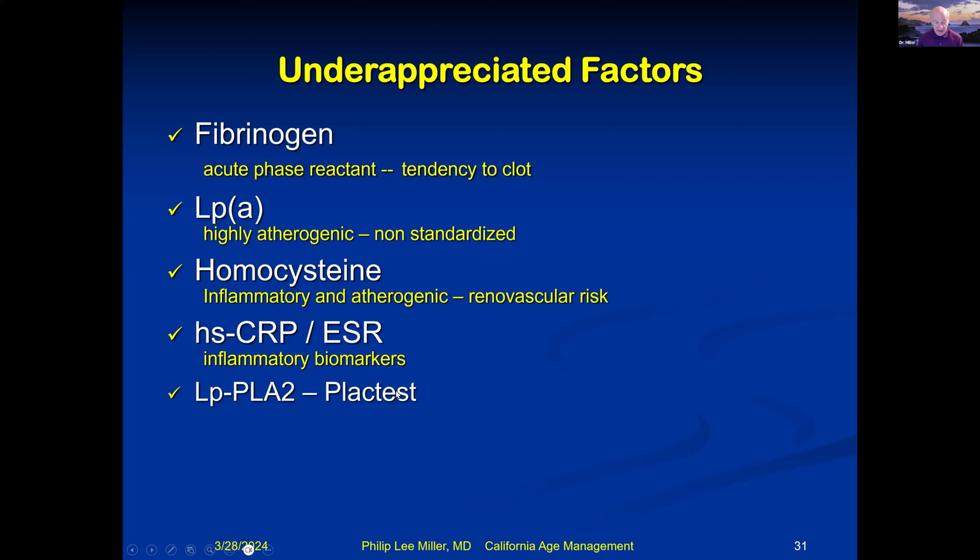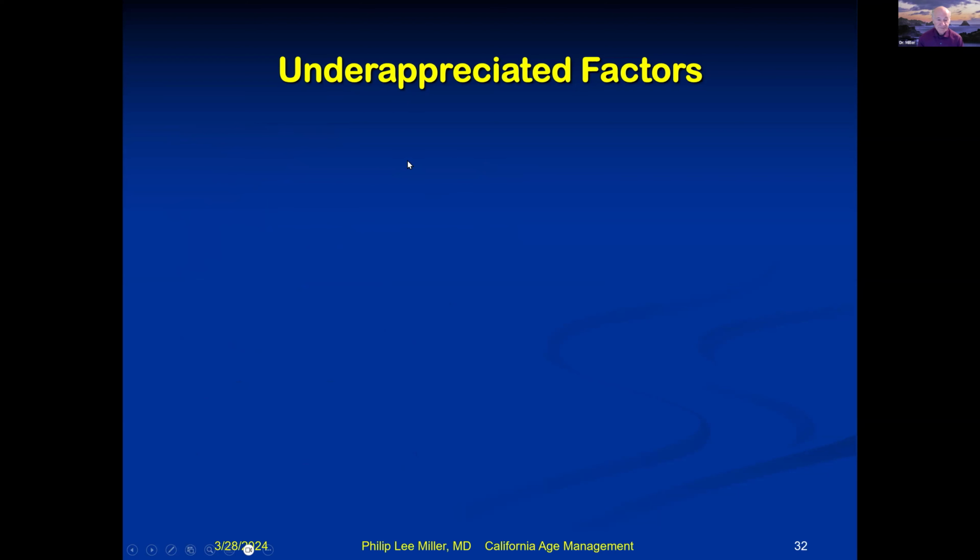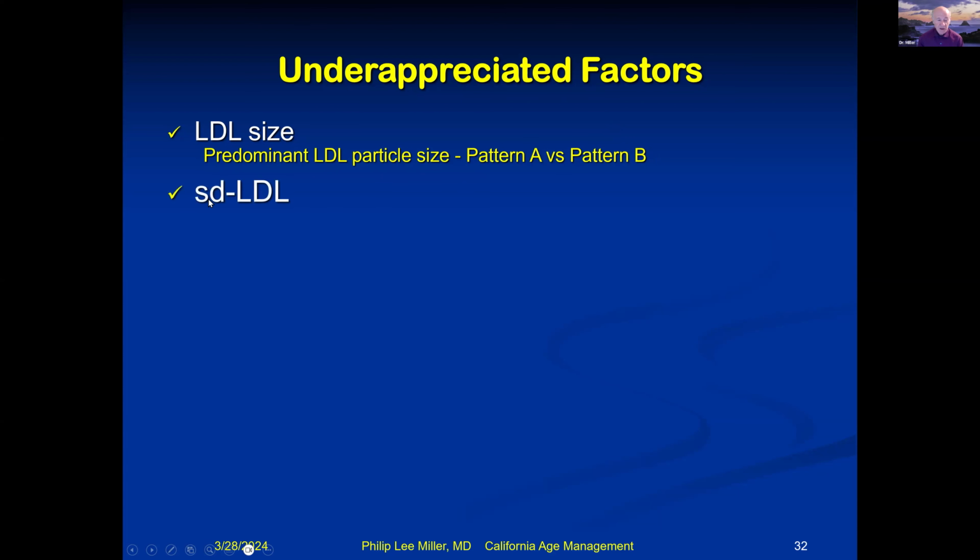LPPLA2 was the plaque test, which is a risk marker. And we look at ferritin. Ferritin can be a marker for iron, but it's also an acute phase reactant that can measure inflammation as well. Furthermore, there are more underappreciated tests, which is LDL sizing, which leads to pattern A or pattern B. Pattern B are small LDL particles that are more atherogenic than pattern A. We look at small dense LDL, which is supposed to be much more atherogenic.